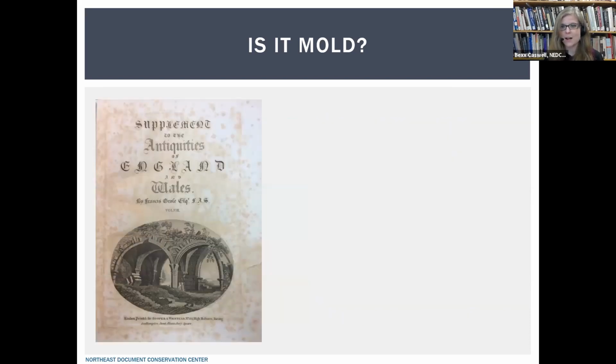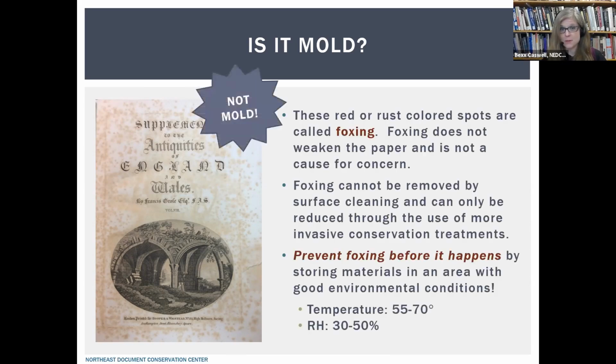So here is our first example, and I will give you guys a hint. These reddish brown spots are totally flat and they really appear to be embedded into the paper. They're not something that's sitting on the paper. I'll give you guys a second to guess. I see maybe some answers in the chat. So this is not mold. This is something called foxing. And foxing, again, is in the paper, not on the paper.